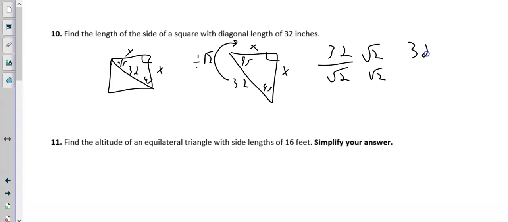On the top, it just gives me exactly that, 32 radical 2, just as I see it. On the bottom, remember, when I multiply these two, the radical cancels and I get 2. If I did it the long way, it'd be radical 4, which is simply 2. And then I'm going to simplify. 2 goes into 32, so x equals 16 radical 2.